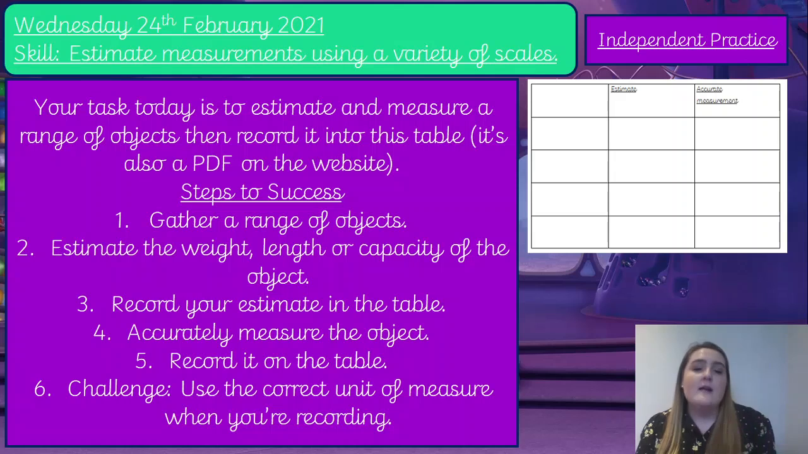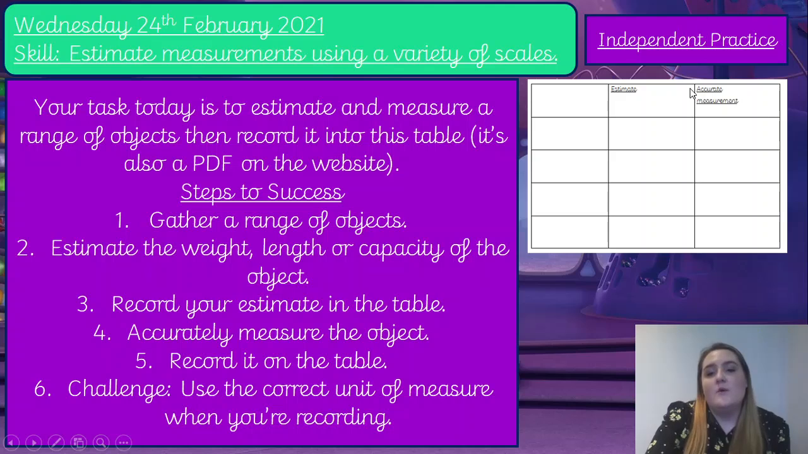You can draw it, try and use a ruler if you've got one, but if not, don't worry. And you are going to complete your task using this table. Before you either print it out or copy it into your book, let's go through your steps to success. The first thing you need to do is gather a range of objects from around your house. The second thing you need to do, you need to estimate the weight, length or capacity of the items you've gathered. Number 3, record your estimate in the table, and you're going to record it in here.